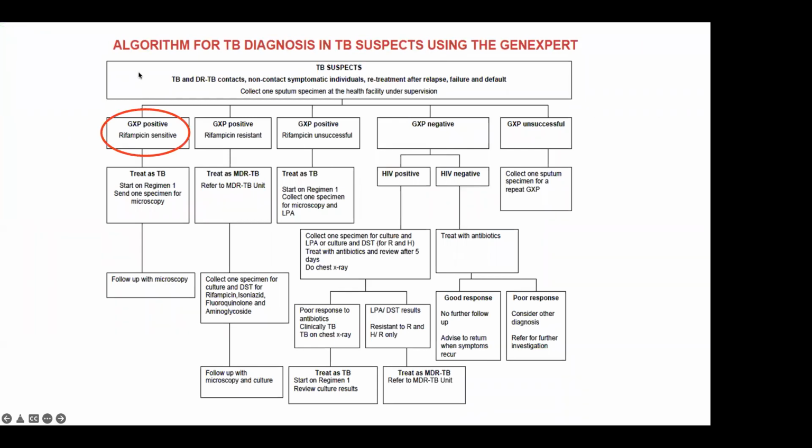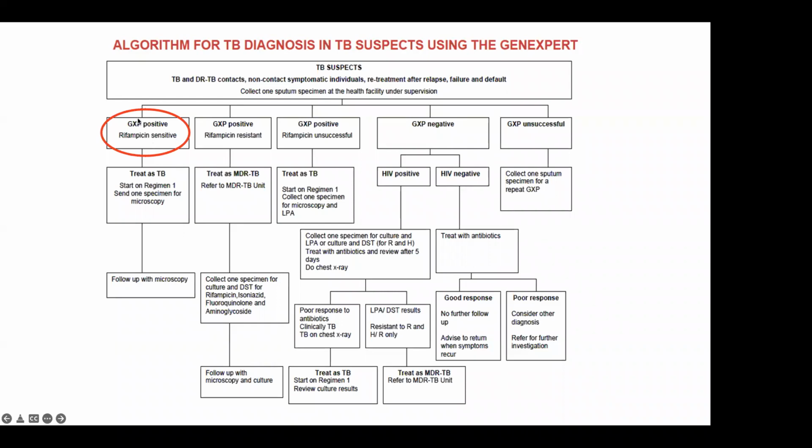Once we have started TB treatment, in 2 weeks' time, we may consider ARVs. So in terms of the algorithm, we are on your far left there. GeneXpert positive, rifampicin sensitive, we treat as TB. When we say regimen 1, we mean RIFA4: rifampicin, isoniazid, ethambutol, and pyrazinamide. Then you collect one specimen for microscopy, because remember the golden rule. We always diagnose TB with a GeneXpert, but we monitor treatment progress with microscopy. That result tells us whether the AFBs are present or not, and is it 1+, 2+, or 3+?